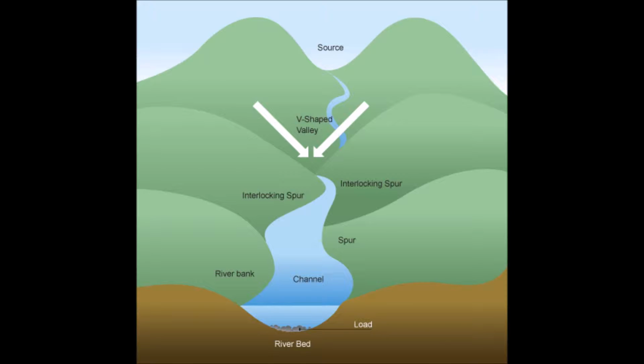Another feature of the upper course is the interlocking spurs. As the river erodes the landscape in the upper course, it winds and bends to avoid areas of hard rock. This creates interlocking spurs, which look like the zip on our pants. Now on to the middle course.